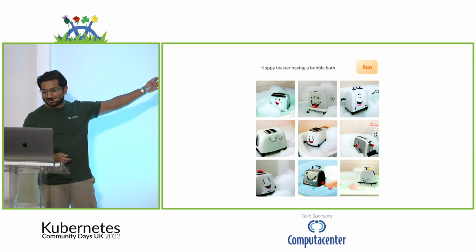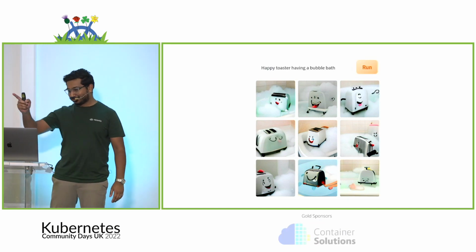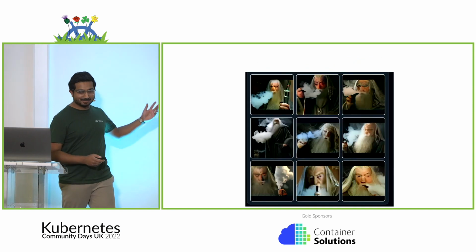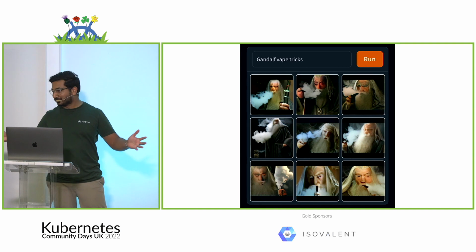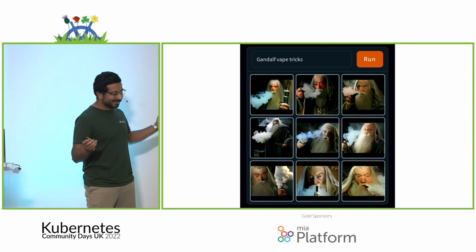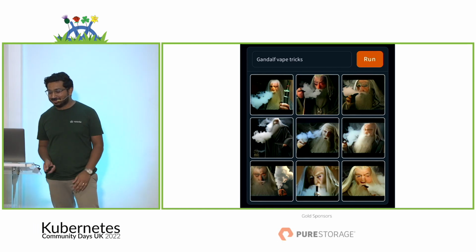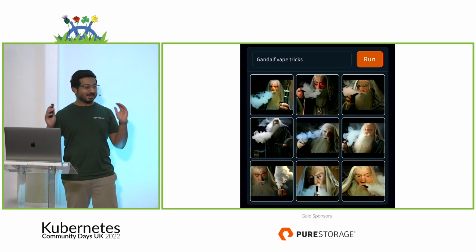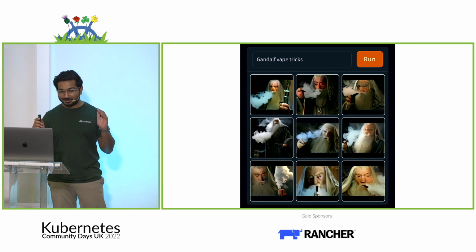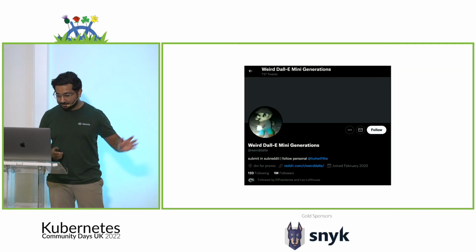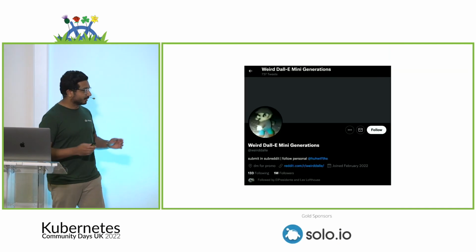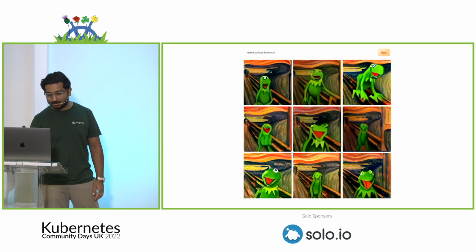That's a happy toaster in the bubble bath. You guessing that one is good. What about this one? Gandalf doing vape tricks. Right. So this is machine learning, right? This is the peak of machine learning, data science. You can check out there are quite a few weird ones out there. You can go on this Twitter page. Again, I'm not going to make any jokes about Twitter today.